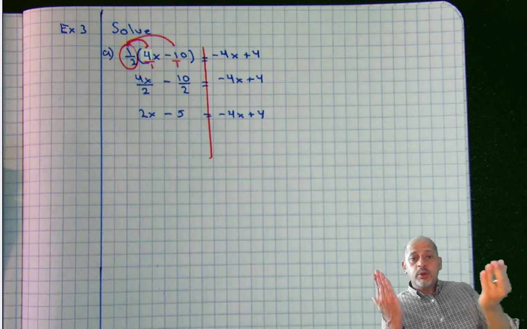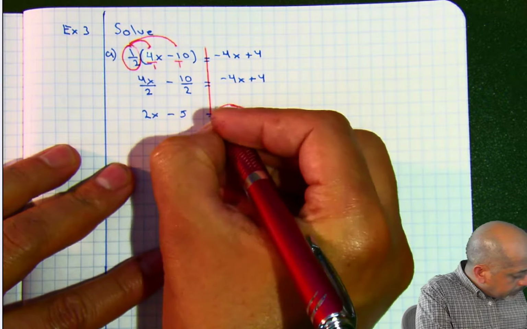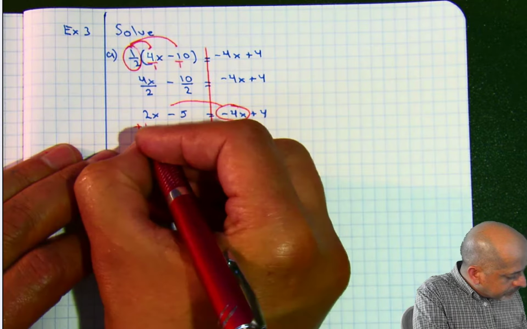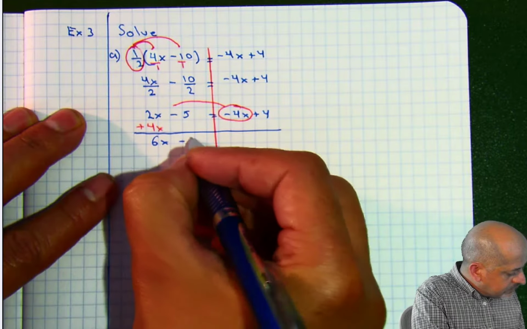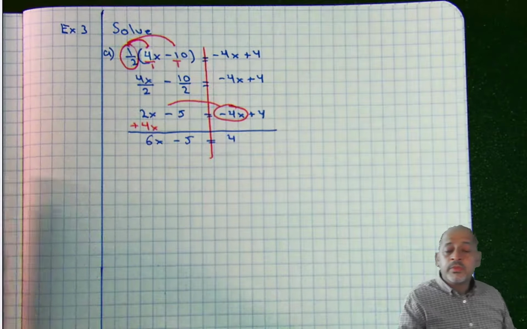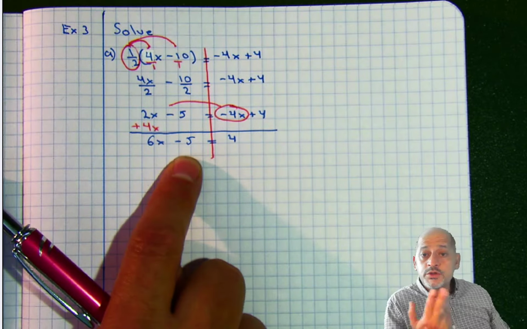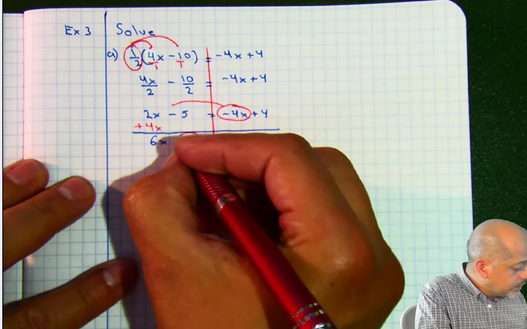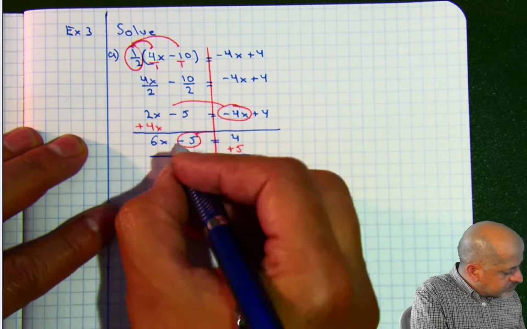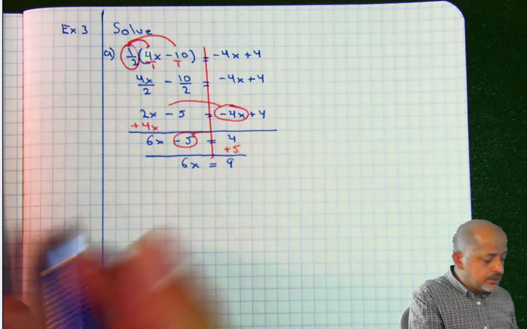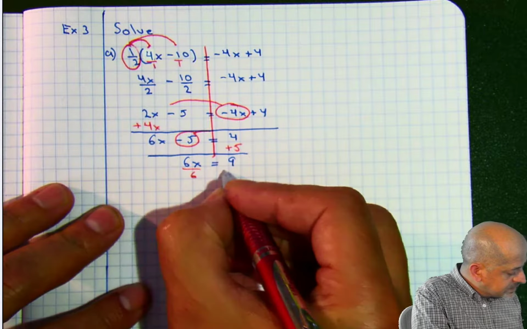Now we have x's on both sides, so I'm going to move my x's to the left. My negative 4x gets moved to the left. It's a negative, we can say positive 4x. That gives me 6x minus 5 equals 4. And now we have a two-step equation. So I need to get rid of the 6 and the negative 5. Which one should I get rid of first? Correct. I should get rid of the negative 5, move it to the right, we can say positive 5. That gives me 6x will be equal to 9. And one last step, which is to divide by 6. Divide by 6, divide by 6.